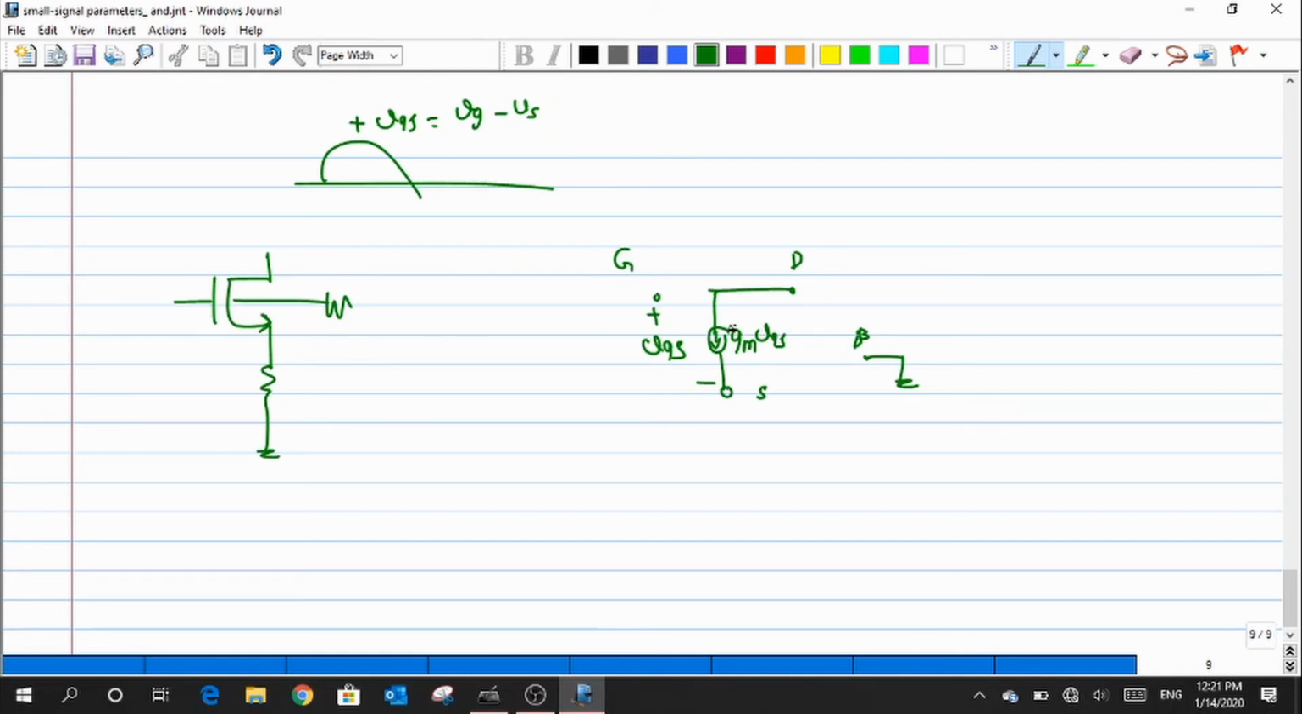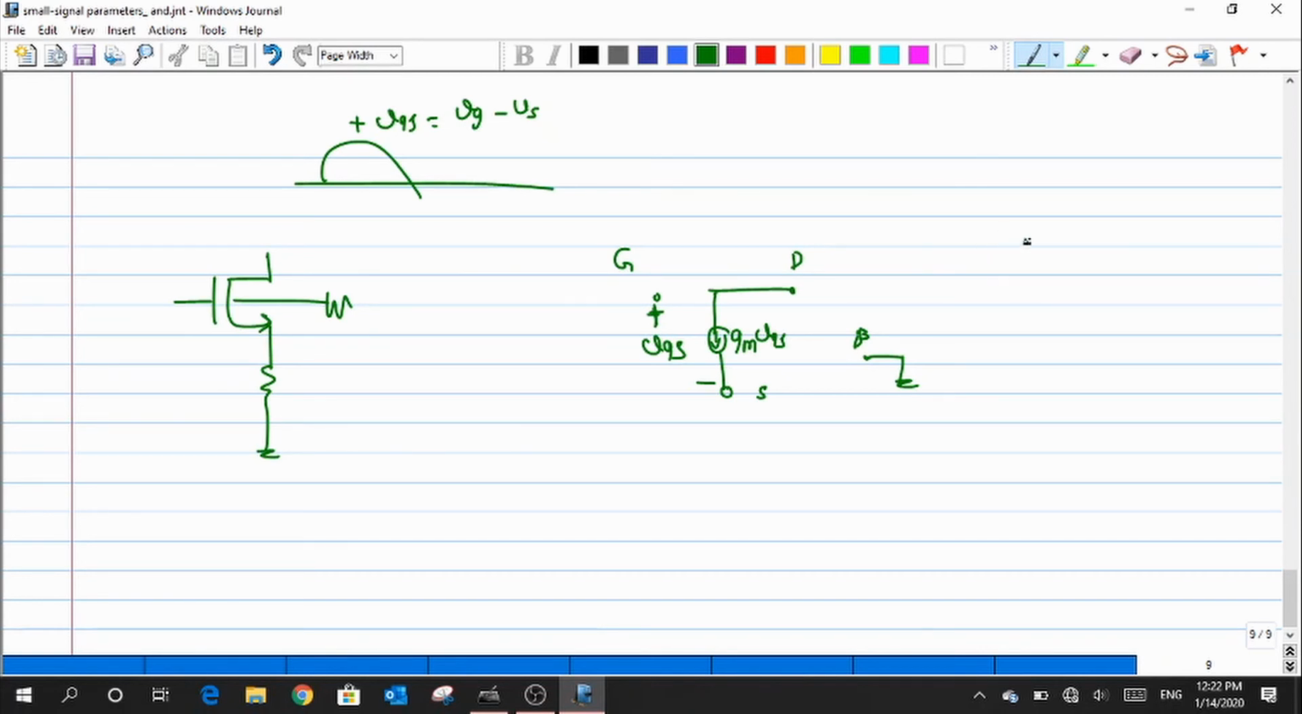So the point is, why did I draw the current from drain to source? Just because the gate was at higher potential compared to the source. So the current will flow towards the lowest potential in the circuit. That is a term that we used in the last class, right?